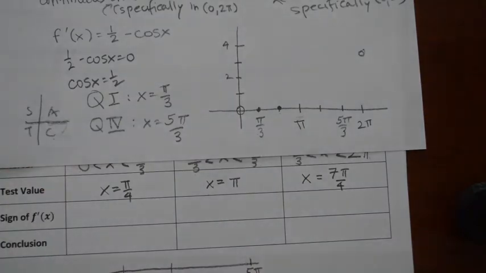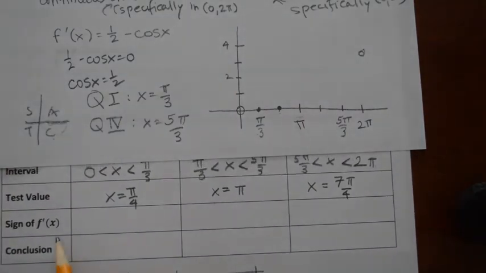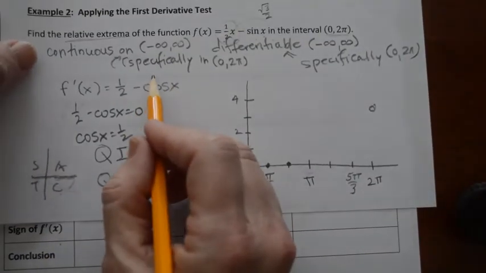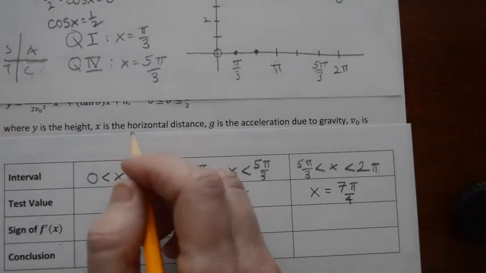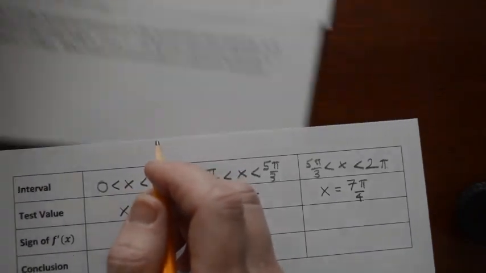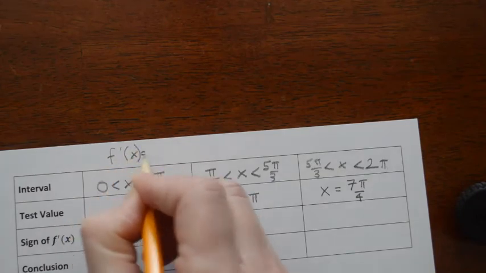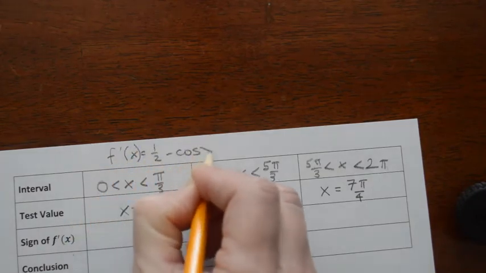Okay. Then we take and find the sign of f prime. So again, here is our f prime right here, 1/2 minus cosine x. I'm going to put it at the top of this page now. We'll scooch this out of the way. f prime of x equals 1/2 minus cosine x.